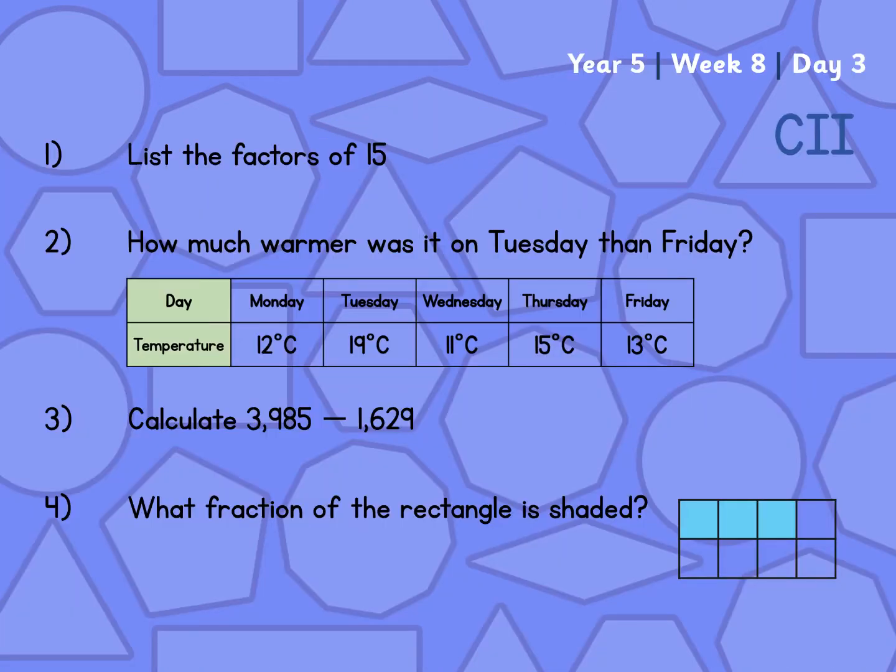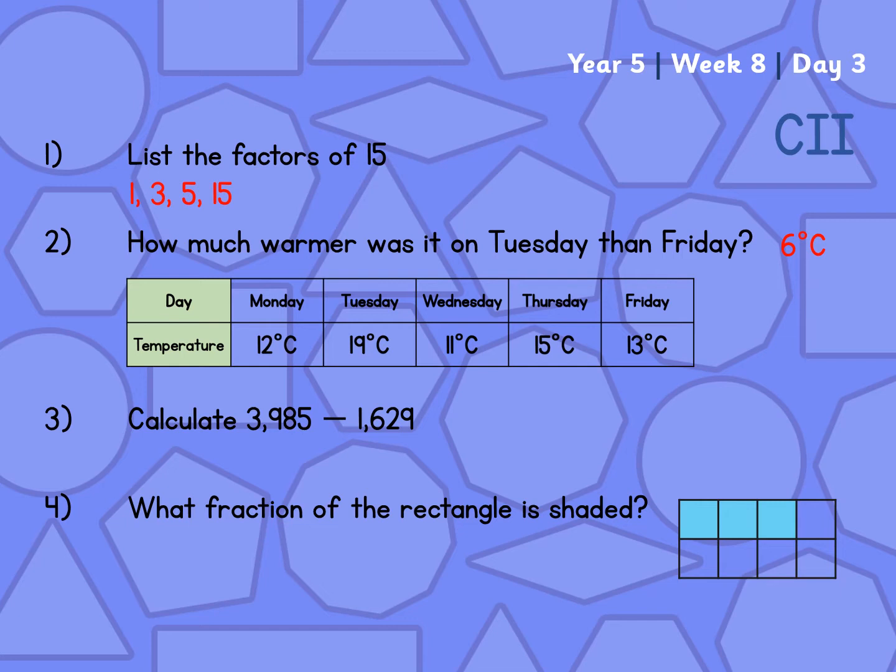Okay, hopefully you haven't peeked at the answers on the next slide here. Let's go through them. So first one, list the factors of 15. We've got 1, 3, 5 and 15. Question number 2, how much warmer was it on Tuesday than Friday? So the temperature on Tuesday was 19 degrees and the temperature on Friday was 13. How much warmer is that? What is the difference in those temperatures? The answer is 6 degrees.